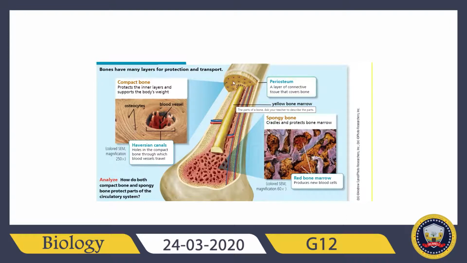Now, the compact bone protects the inner layers and supports the body weight. And it contains the osteocytes, which sit in small holes, okay, here, and something called Haversian canals. Through the Haversian canals run blood vessels. While the spongy bone here is composed of red bone marrow, and I will explain later what is the difference between yellow bone marrow and red bone marrow.